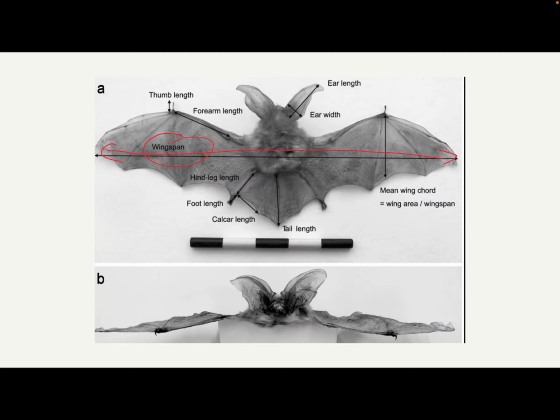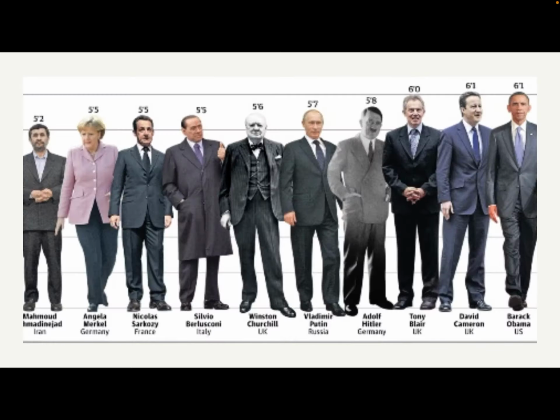The wingspan of this bat, what type of variation is this? This is continuous variation because you're measuring it from a minimum to a maximum. Again, here we have different heights of different famous people. Height is measurable from a minimum here on the far left to a maximum on the far right. This makes it a continuous range of variation. So this is continuous variation.